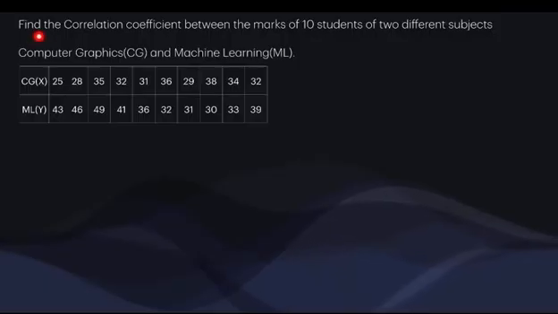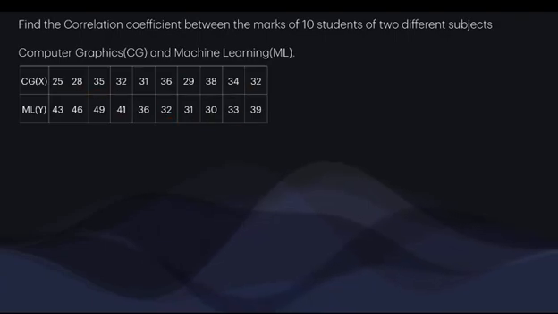Hi all, good morning. In today's lecture, we'll be talking about the correlation coefficient between marks of 10 students of two different subjects, computer graphics and machine learning. So here is the data which is given for two different subjects. There are 10 marks and the value of n is 10.